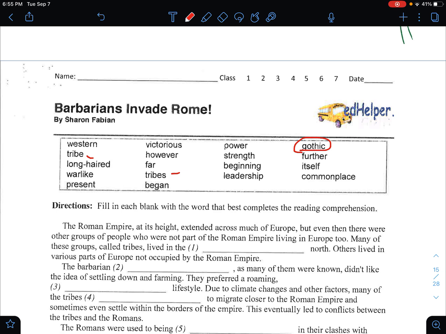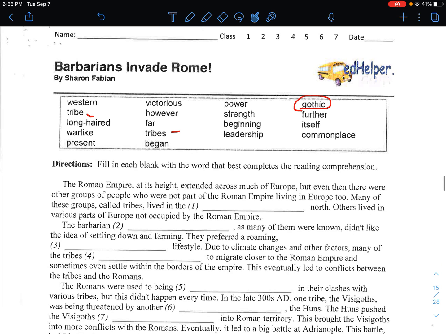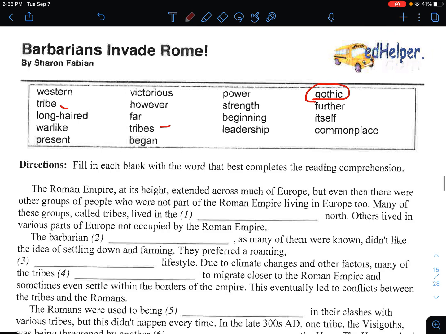Let me read this paragraph, because this is what you're going to be doing. I do want you to annotate the text the way that I annotated. I'm going to zoom into this a little more. The Roman Empire, at its height, extended across much of Europe. But even then, there were other groups of people who were not part of the Roman Empire living in Europe too. So this paragraph tells me that there are people outside of the empire. So I'm going to just write outside of the empire. It's hard for me to type on here.